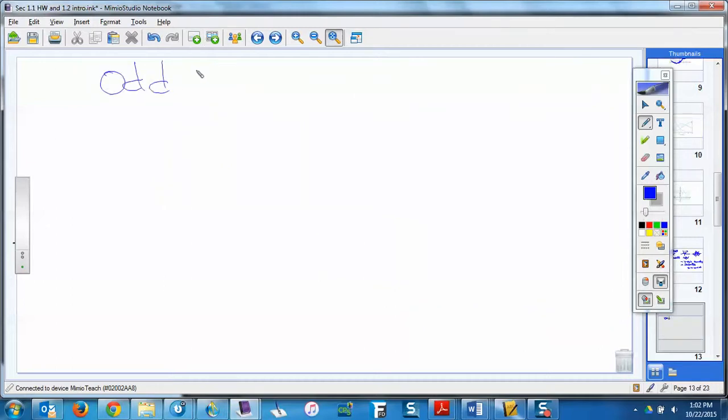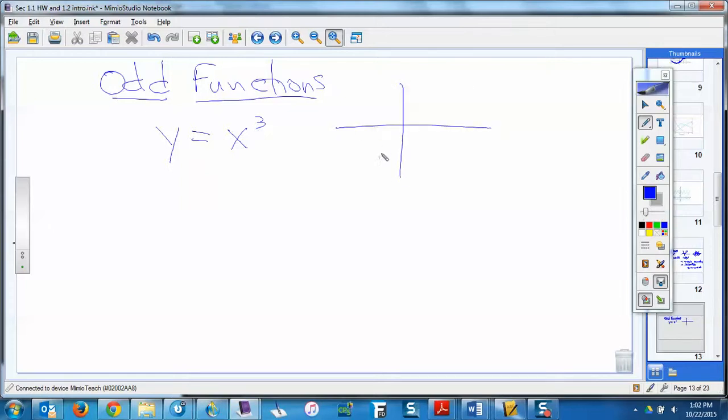Give me some examples of odd functions. Y equals x cubed, right? Y equals x cubed. It looks like this, kind of comes up, does this. That's what we're going to talk more about tomorrow. Okay, what kind of symmetry is that? It's not x-axis. It's called origin symmetry. Origin symmetry is the name of that for odd functions.